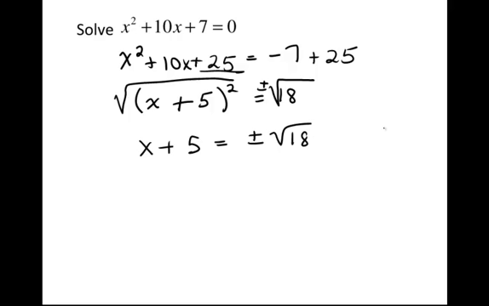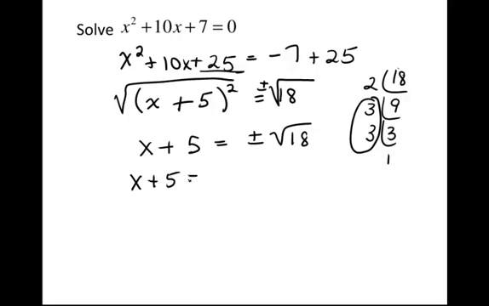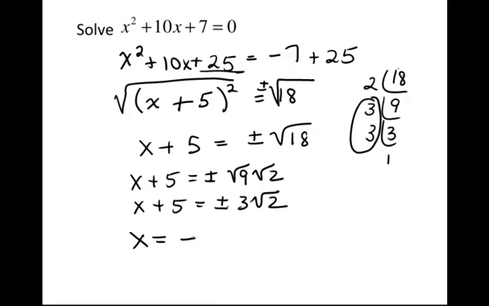Now the square root of 18 simplifies, so let's look at the factors of 18. It's even, factor out a 2, and get 9, factor out a 3, factor out a 3. So 18 is 2 times 3 times 3. 3 is a factor twice, so we can say x plus 5 is plus or minus square root of 9, square root of 2. So x plus 5 is plus or minus 3 square root of 2. So we've got our radical simplified. Last thing to do is just solve for x and get minus 5 plus or minus 3 square root of 2. So that gives us our two solutions.